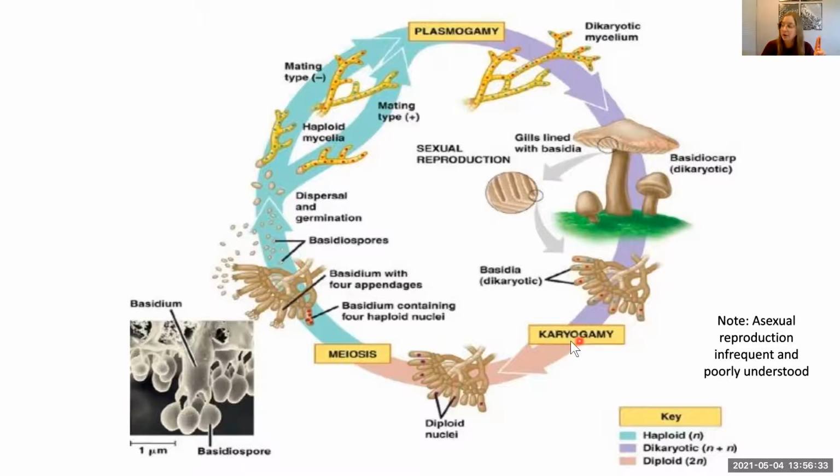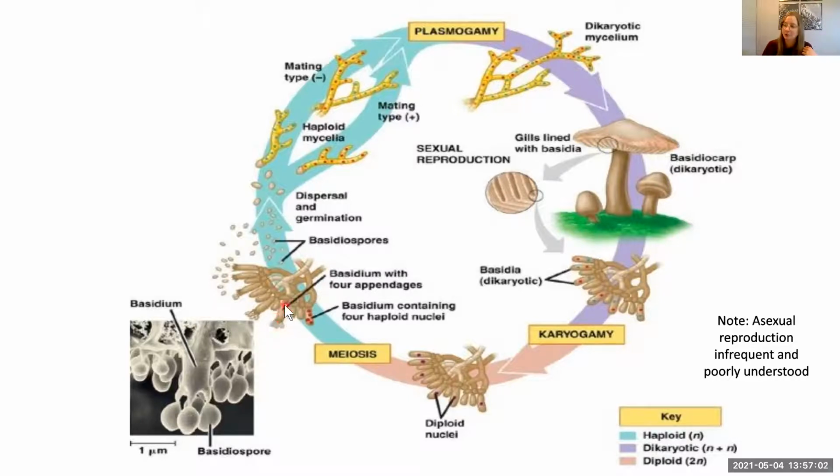That's karyogamy. Remember the word karyotype? Kary refers to nucleus. Ogamy means fusing together. So those two nuclei fuse together. And then as soon as they fuse together, it undergoes meiosis. So it does meiosis and it produces four spores that are genetically not identical. Just like we would produce four sperm or four egg through meiosis, your fungus produces four spores.